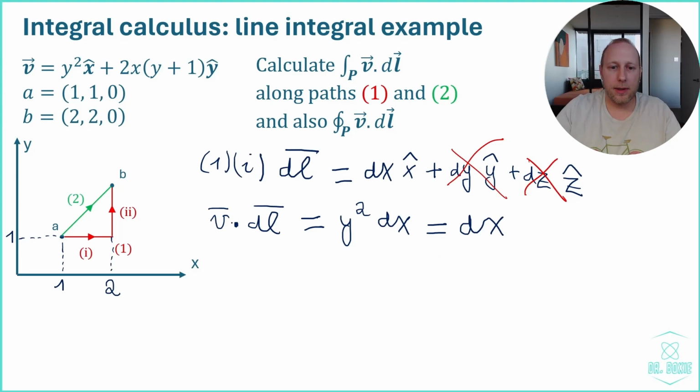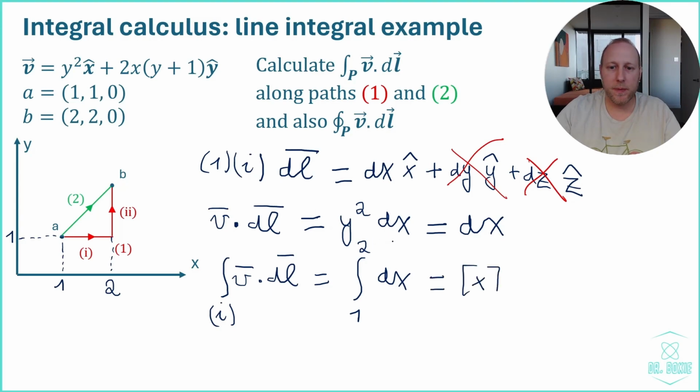And so the line integral along this very first part of the curve of V dot dl is equal to the integral of dx, where x ranges from 1 to 2. And the integral of dx is simply x, which needs to be evaluated at the boundary, so at 1 and at 2, and we find 2 minus 1, which is equal to 1. So the integral along the first part of path number 1 is 1.